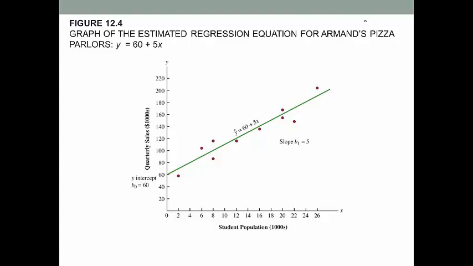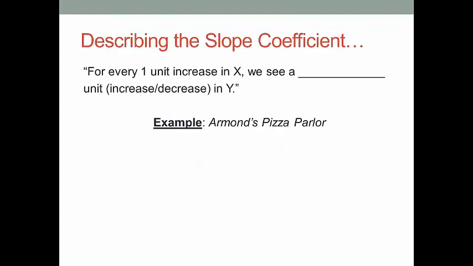Now, what does the slope coefficient mean? What I tend to ask my students to do is actually write this expression down. And I would strongly encourage you to do the very same thing, whoever's watching this video. Write this expression down: for every 1 unit increase in x, we see a blank unit increase or decrease in y. So for every 1 unit increase in x, we see a blank, and there you would simply write in the slope coefficient unit.